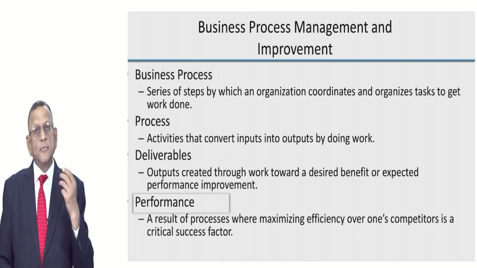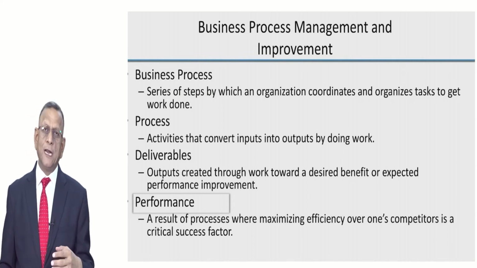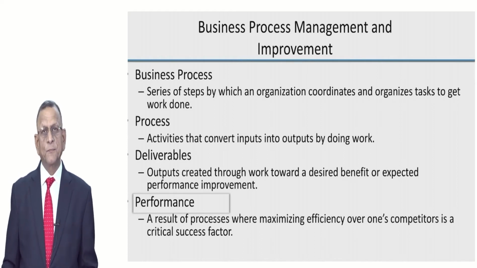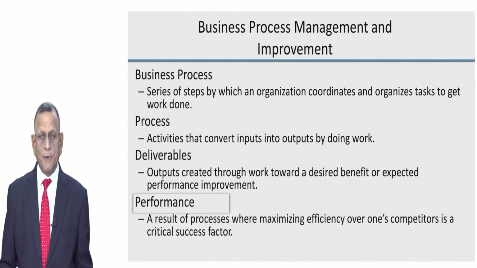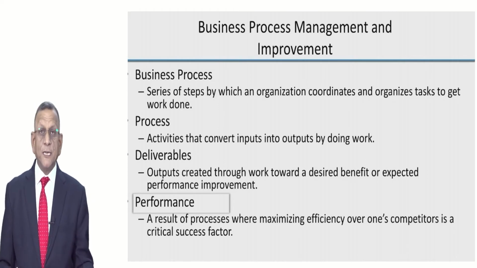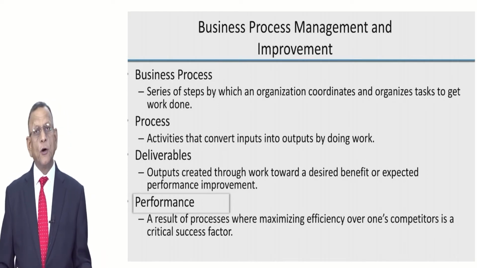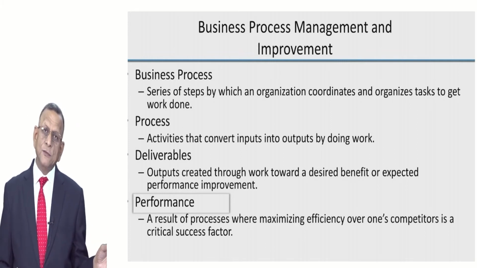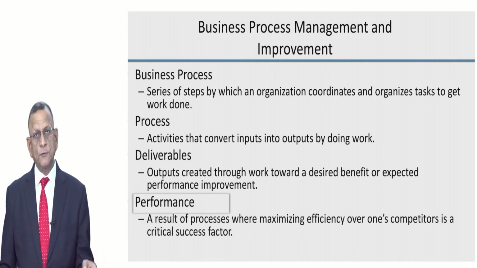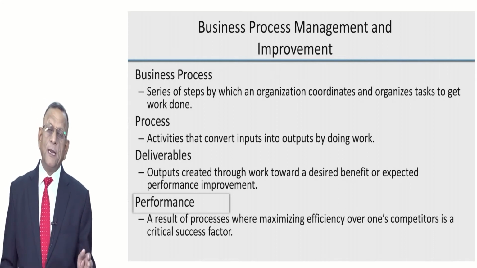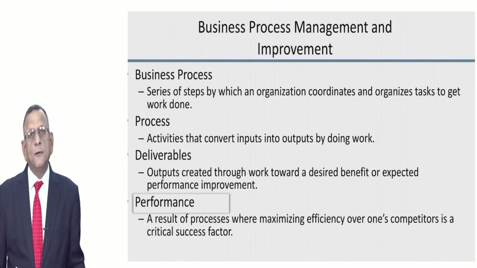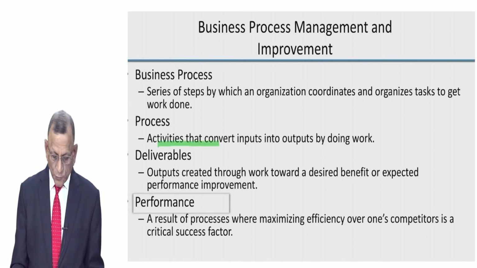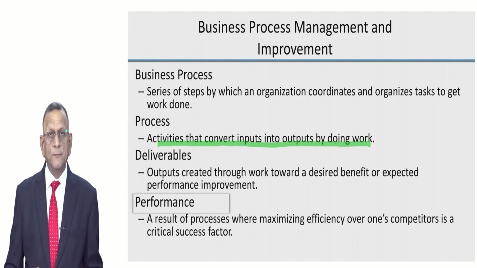And then in this business process, when you have bought the samosa, you have to pay for that. Then some mechanism has to be established to collect the money from the buyers, then get the money deposited maybe into the bank, or make payments to the suppliers, those who are supplying maybe potato, maybe oil to this samosa manufacturer or the vendor. So the process is activities that convert inputs into output by doing work.